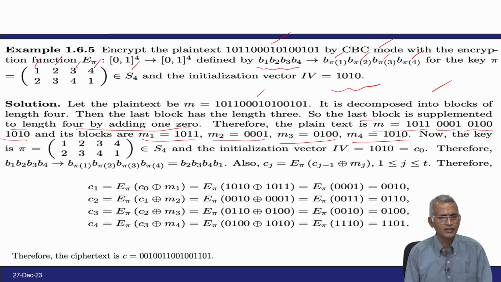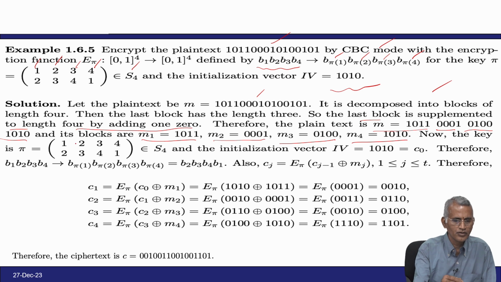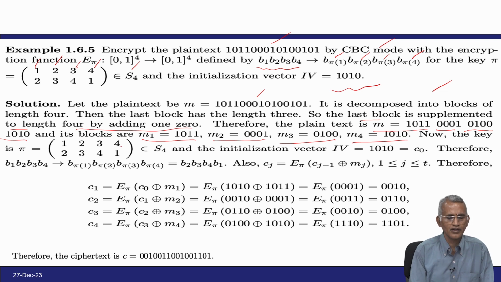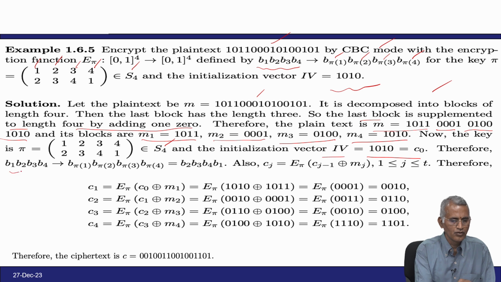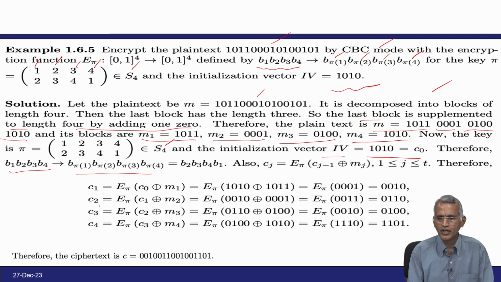Now, the key is pi, which is 1 maps to 2, 2 maps to 3, 3 maps to 4, 4 maps to 1, belonging to S4. Now, the initialization vector is given as 1010, that is C0. Therefore, B1, B2, B3, B4 become B2, B3, B4, B1, that is 1 maps to B2, 2 maps to B3, 3 maps to B4, and 4 maps to B1. So, what you have to do is write the Cj. What is Cj? Cj is E_pi of (C_{j-1} XOR Mj). This is a rule you have to apply.